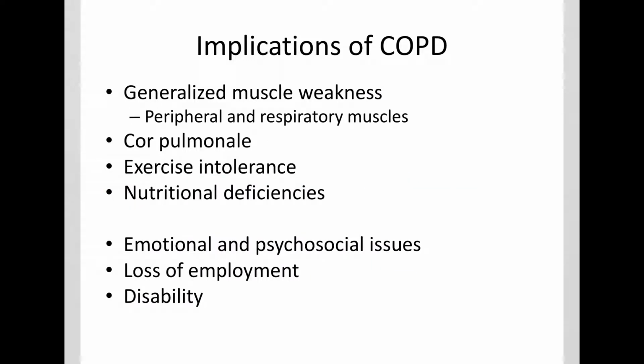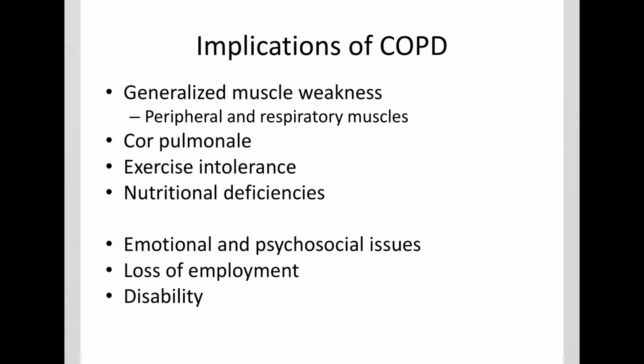Also, what we see that happens is COPD goes beyond the lungs. We have generalized weakness. There's something with the inflammatory process of COPD that negatively impacts the muscles. So we lose strength in the periphery, but also in our respiratory muscles. Cor pulmonale, or right-sided heart failure, because there's increased pressure in the lungs, the right side of the heart has to work harder to pump the blood in. So we see right-sided heart failure. Exercise intolerance. It is uncomfortable to exercise. It's painful to exercise, so we stop exercising.